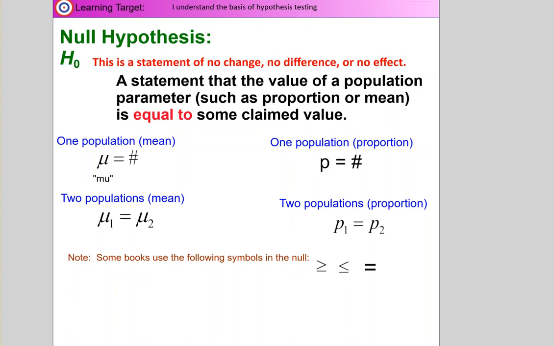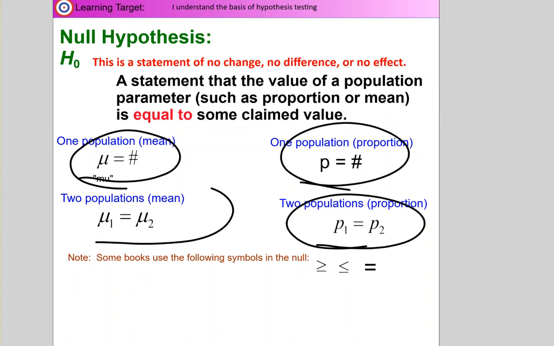Really what that means is it's always going to be equal to. So a statement that the value of a population parameter is equal to some claimed value. Your null hypothesis will always have an equal sign. No matter which one you're writing, we are always going to write our null hypothesis with equality, because we're saying that our null hypothesis is that there was no change, no difference, or no effect.